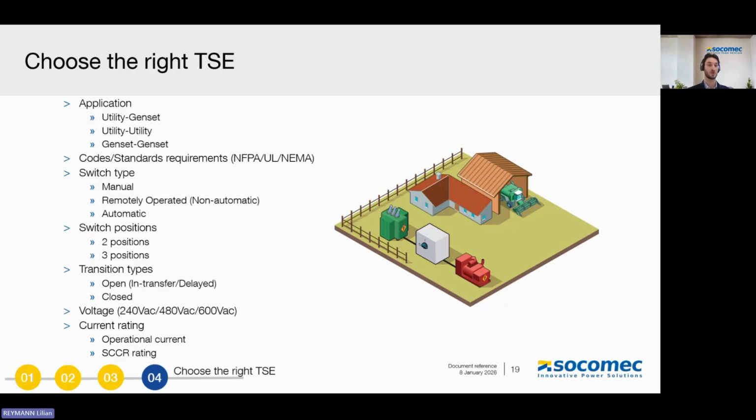And then you will choose the current rating. Two things about the current rating: you have the operational current and the short circuit current rating, that you need to choose with the right breaker or the right fuses to combine it and make your installation safe.